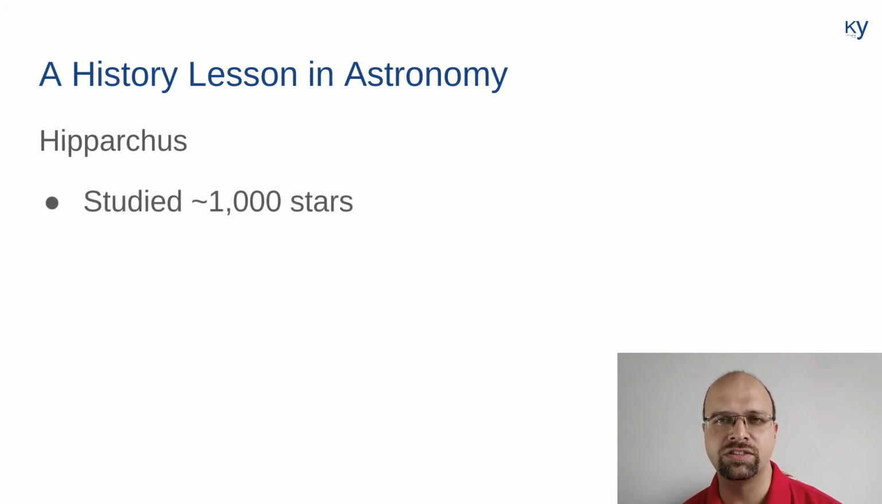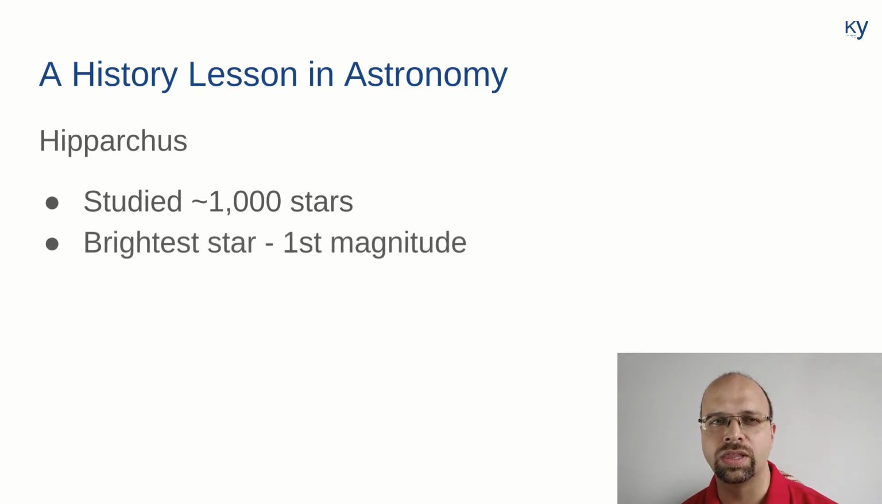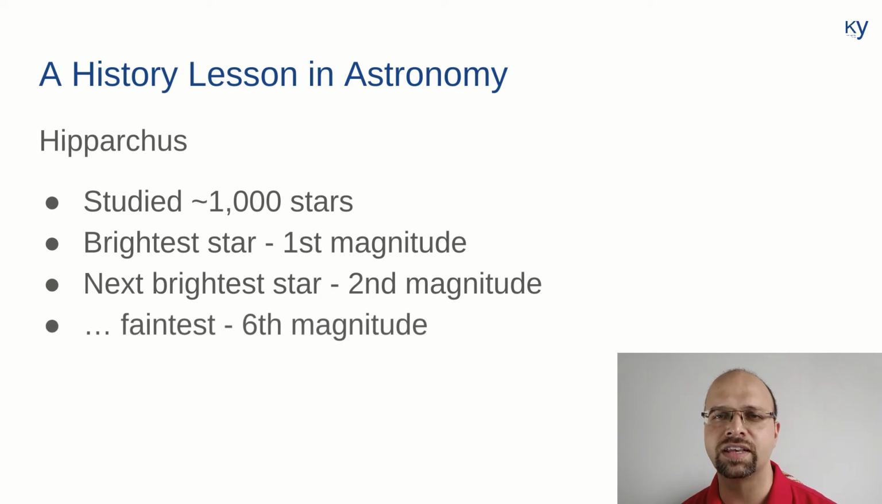And what he did is, using only his eyes, because there were no telescopes or detectors back then, he said, I am going to call the brightest star the first magnitude. Then I'm going to call the next brightest star second magnitude, and so on. He went until sixth magnitude, and he compiled a catalog of brightness measurements for the stars. And this is how the measurement of brightness of stars is done, using magnitudes.